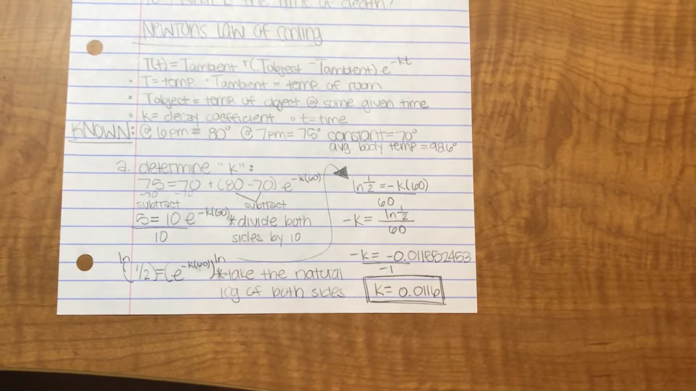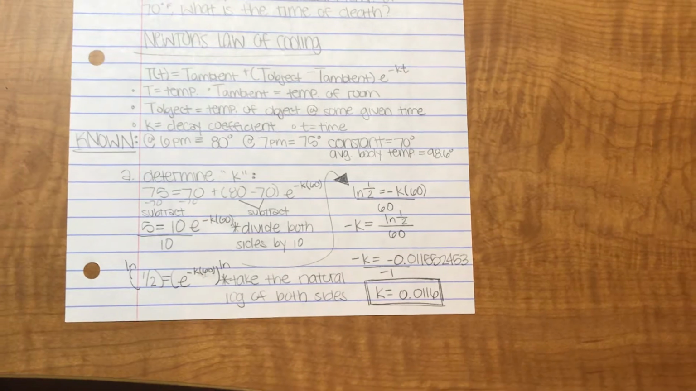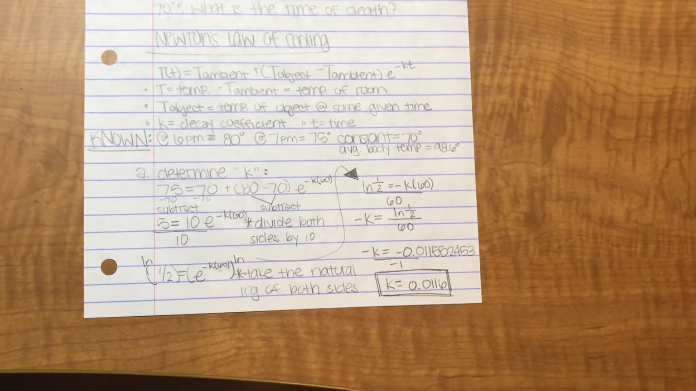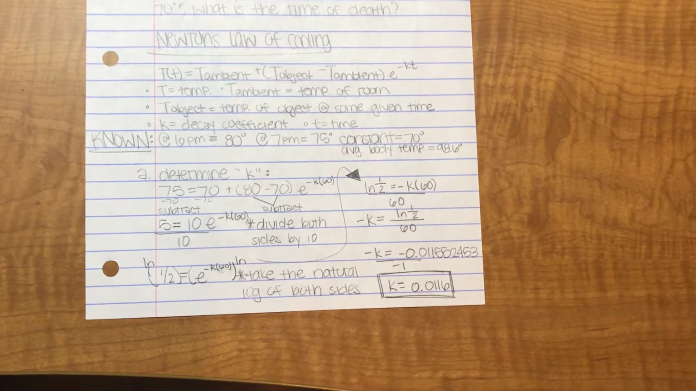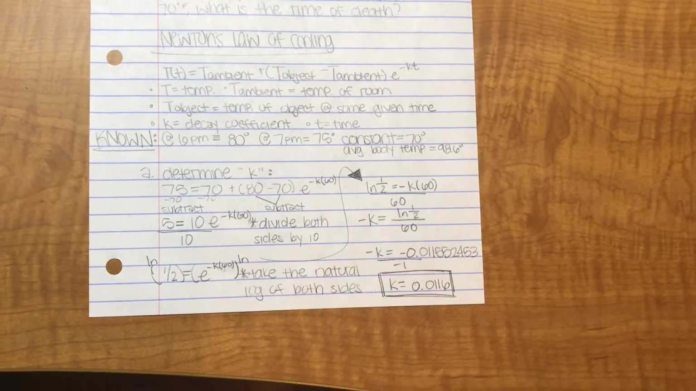The first step of this three-part problem is to determine what k is, which is the decay coefficient. And once we receive this number, we will be able to use this to determine the time elapsed between the death and the discovery of the body.